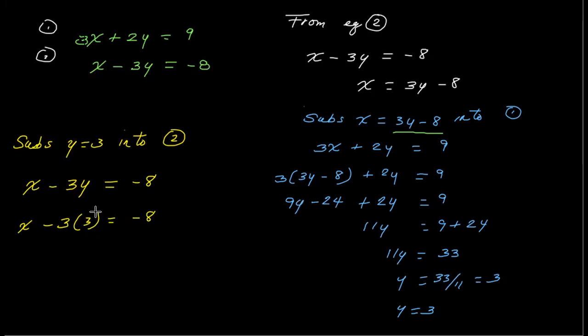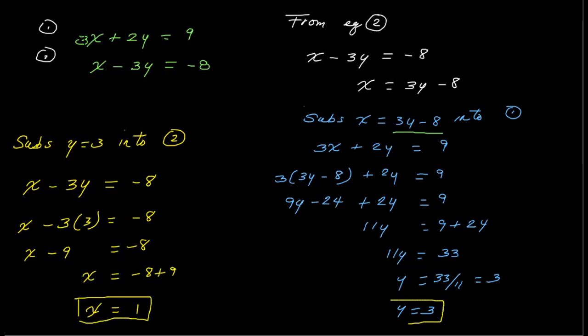Again, now I have 1 variable. So this is x minus 9 is equal to minus 8. So I've got to transpose this minus 9. So now I have x is equal to minus 8 plus 9. Hence, x is equal to 1. So x is equal to 1 and y is equal to 3 are the solutions for this problem, right? These are the solution to this problem.